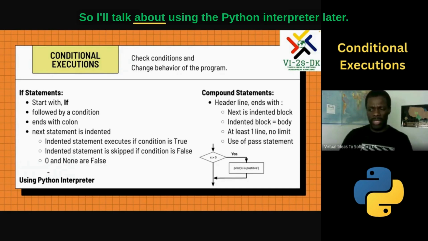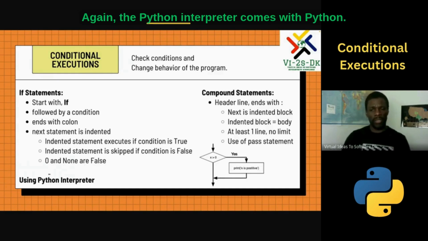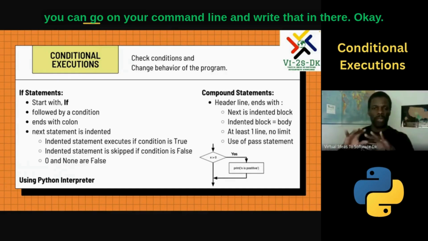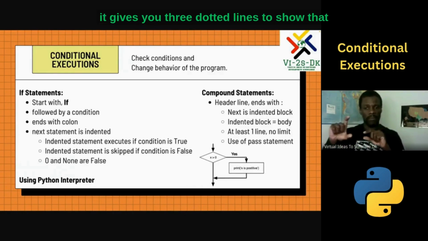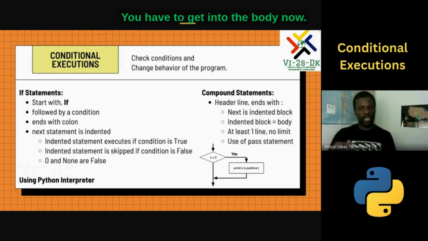So I'll talk about using the Python interpreter later. Again, the Python interpreter comes with Python. When you install Python, you can go on your command line and write that in there. Okay. When you use the Python interpreter for a conditional statement, when you use that colon after the header, it gives you 3 dotted lines to show that you're not done typing your code. You have to get into the body now.